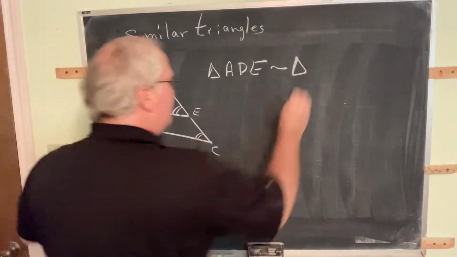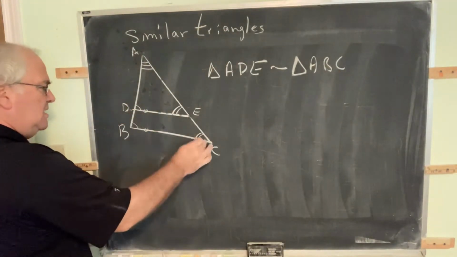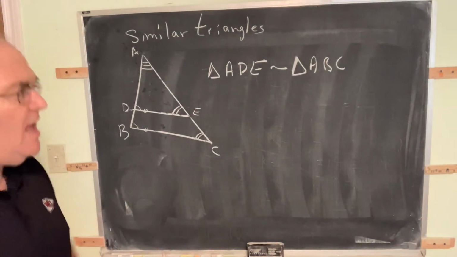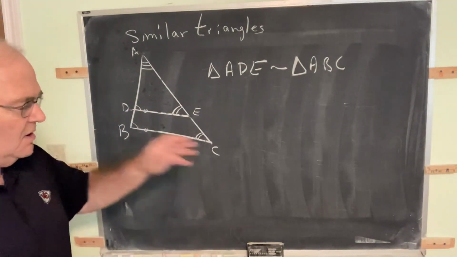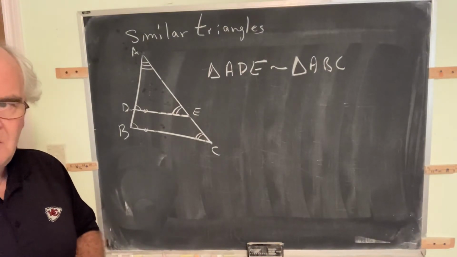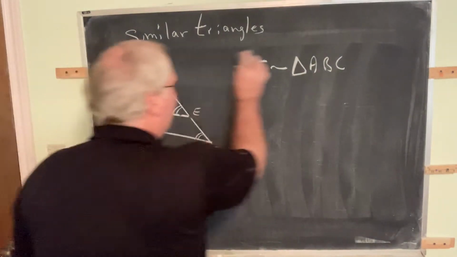triangle ABC. Because B is equal to D and C is equal to E. So if you can establish the triangles are similar, then you get to use these similar triangles properties that we've discussed. All right? So let's see if we can work a problem like that.